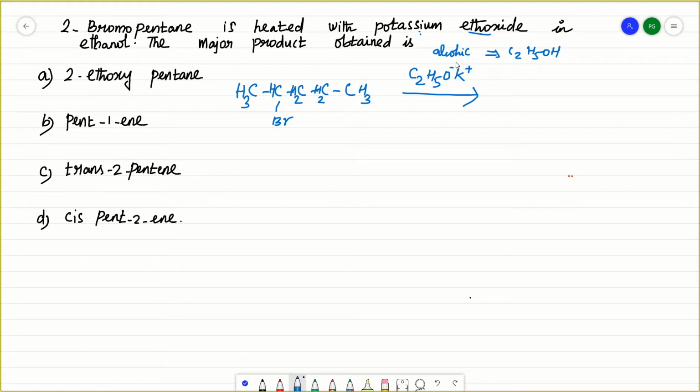That means what? Alcoholic base is a reactant for beta elimination. So what happens here? Elimination takes place. So elimination, that means dehydrohalogenation.